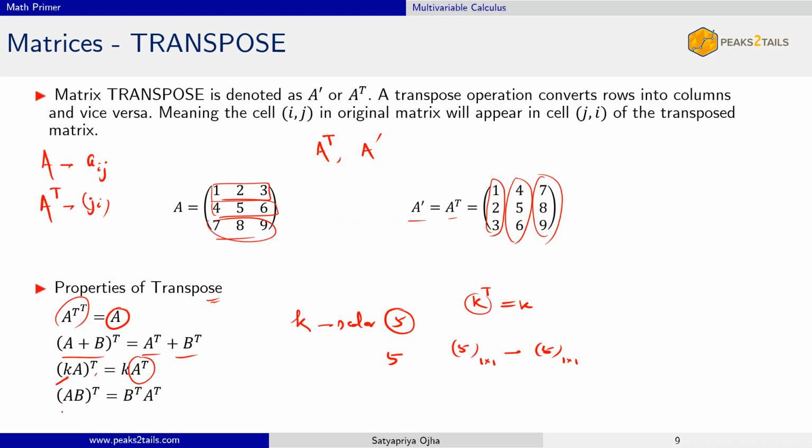Okay, now, an extremely important rule. In a lot of these derivations, this rule is used. Pretty much 95% of the derivations will involve this property. A times B whole transpose is B transpose A transpose. Please do not do A transpose times B transpose. Okay. All right. This is transpose. Any questions?